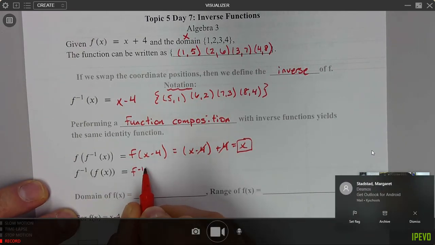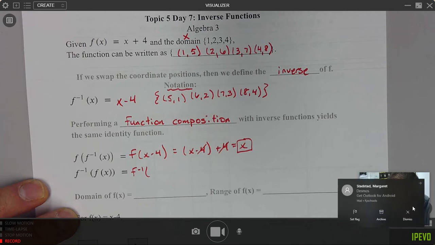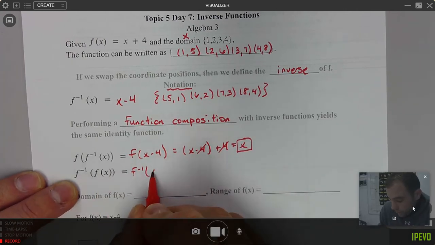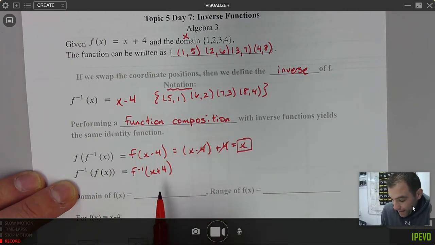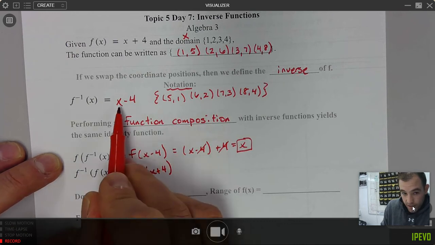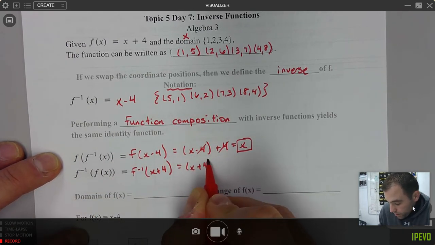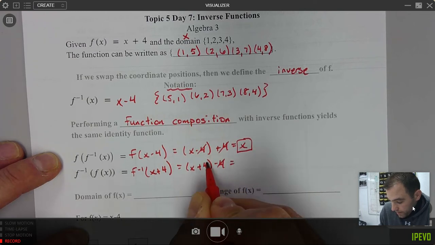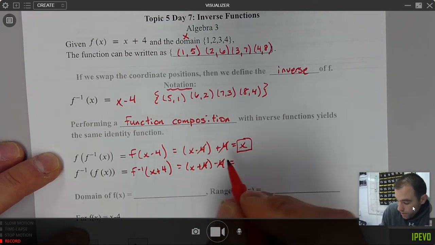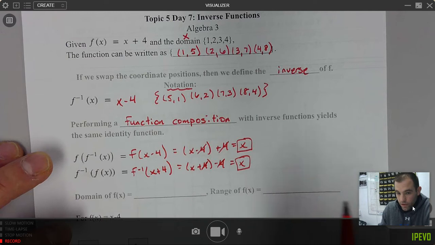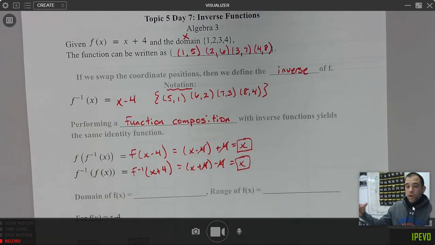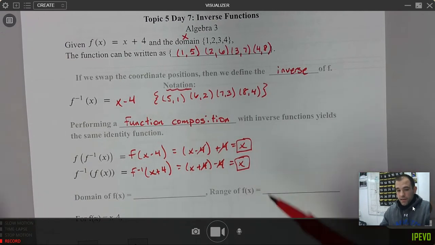The same thing would also apply right here. So let's say we did f inverse, but f of x is x plus 4, and then I took x plus 4 and plugged it into x right there, that would give me x plus 4 minus 4. And again, the same thing happens. 4 minus 4 is 0, and I'm left with just x. So if you compose them, you put one inside of the other and you get x, then they are inverses.